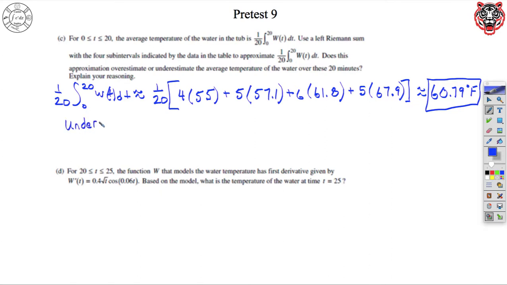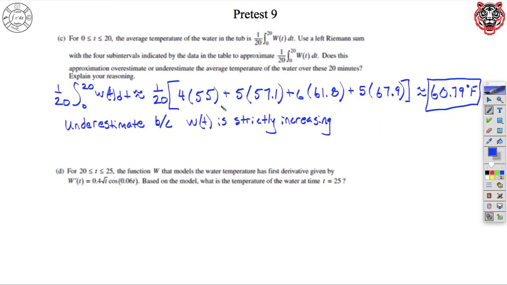So is it okay to say like my answer, or can we literally just say underestimate because W of t is strictly increasing? You can say underestimate because W of t is strictly increasing, yes. What if I got my number wrong, but then I said it's an underestimate because W of t is strictly increasing? You get the point for the underestimate, but no point for this.